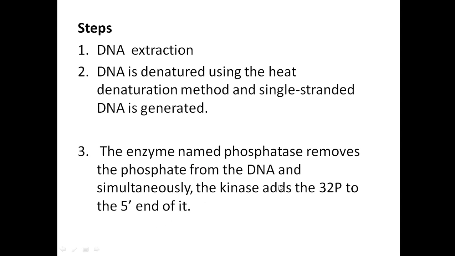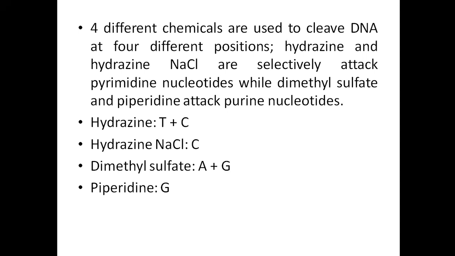Here, in the Maxam-Gilbert method, they used the radio labeled method. That's why in the later period this method was not preferred, because of the radio labeling process. Anyway, the enzyme phosphatase removes the phosphate from the DNA, and simultaneously kinase adds the 32P to the 5 carbon end of it. So that is done, and then the next step.